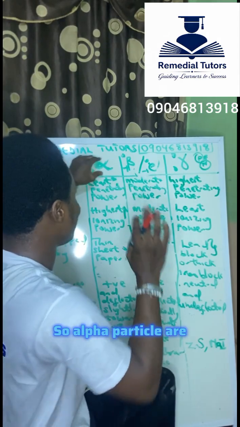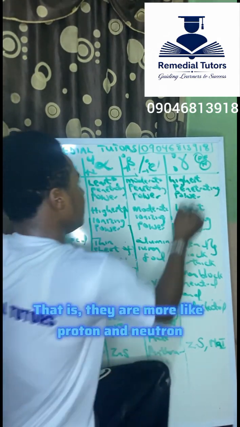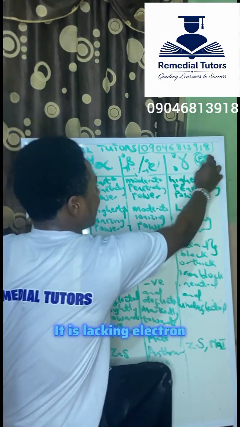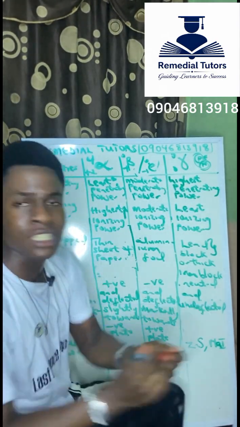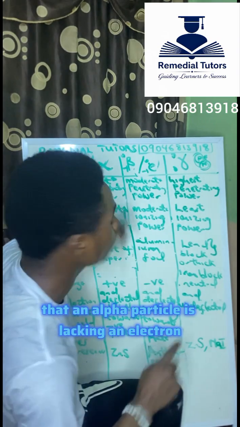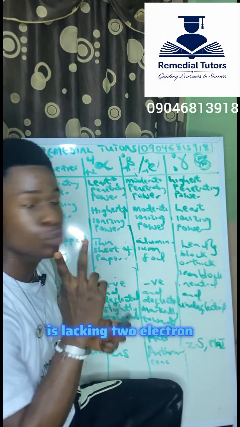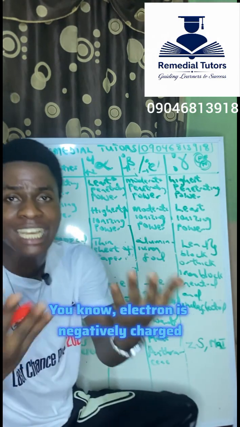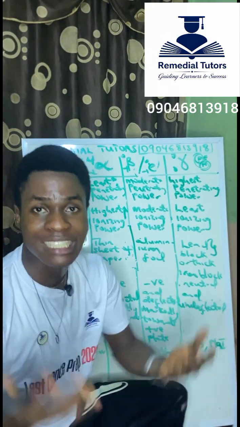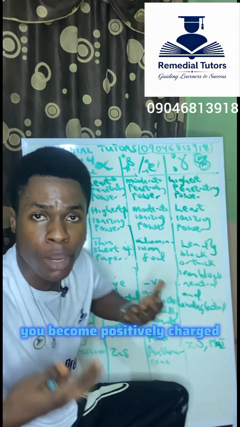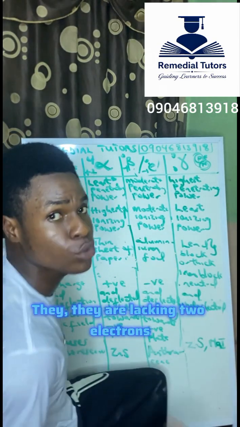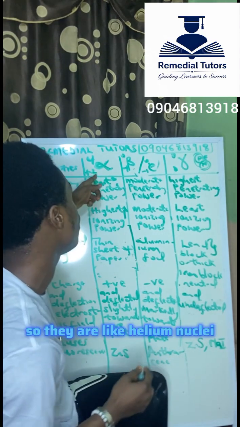So alpha particles are helium nuclei. That is, they are more like the proton and neutron of a helium atom. It is lacking electrons. So in case you come across a question, what is the difference between a helium atom and an alpha particle? The only difference is that an alpha particle is lacking two electrons, making it positively charged. You know, electron is negatively charged, and when you lose electron, you become positive. Electron is more like a bad influence. It's a negative guy. So when you lose it, you become positively charged. That's why alpha particles are positively charged. They are lacking two electrons, so they are like helium nuclei.